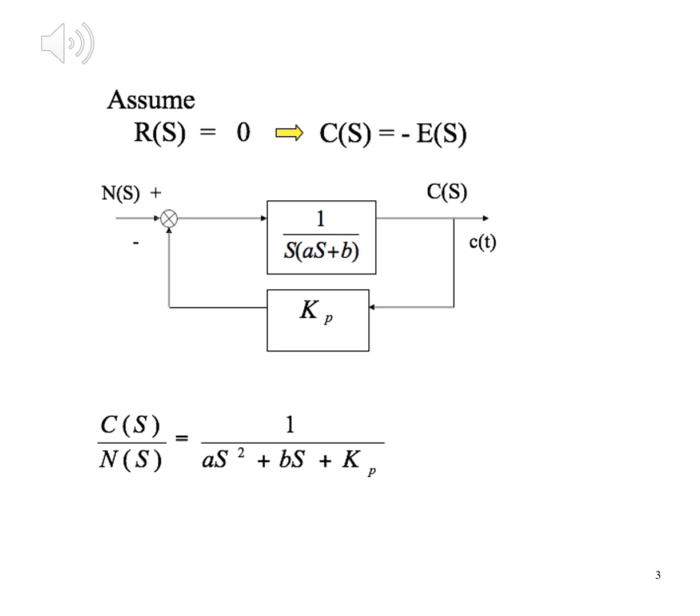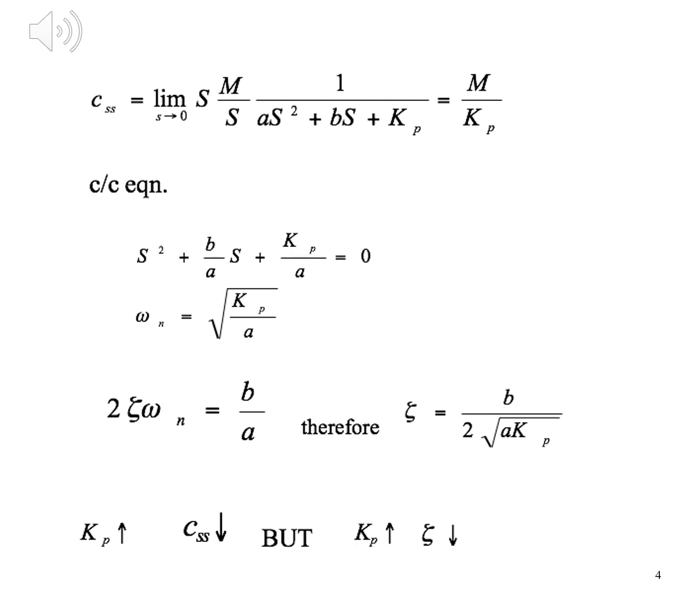The same procedure done in part 1 will be applied here. We will assume R of S equals 0. In this case, the output equals minus the error signal. The block diagram, when redrawn, will be as shown, and the transfer function will be a typical second order system. Calculating the steady state value of the output due to the disturbance, it will be equal to M over Kp. In this case, the disturbance, as said before, it's a step input with magnitude M.